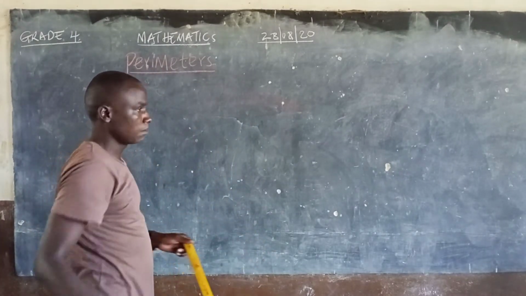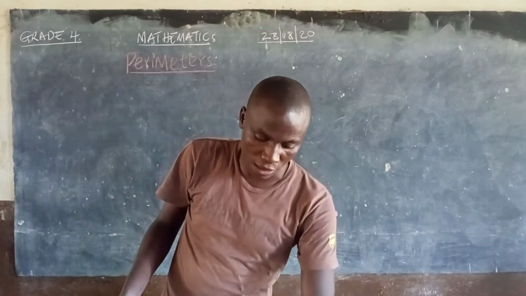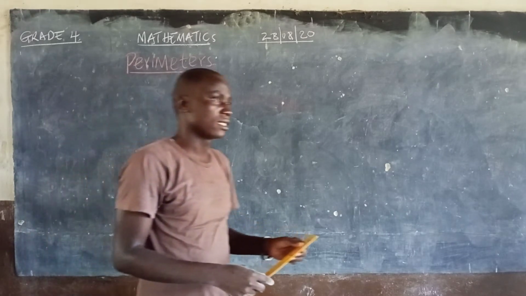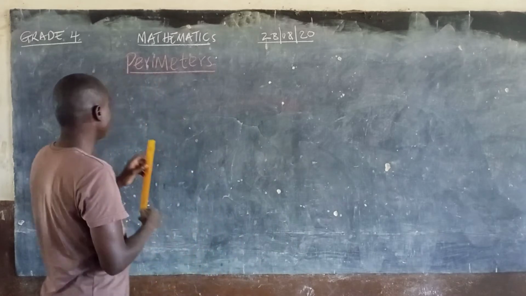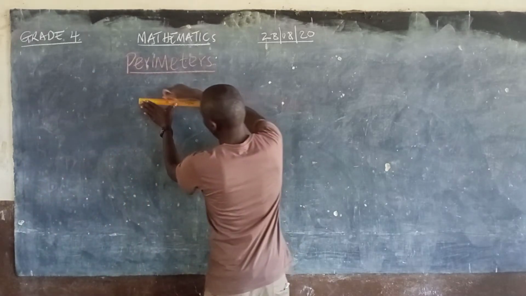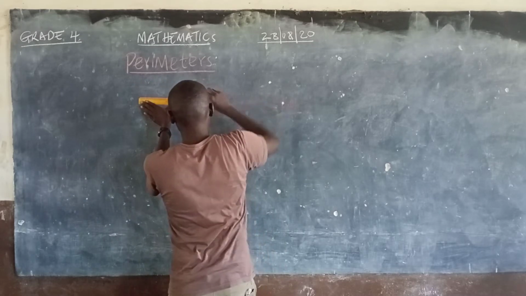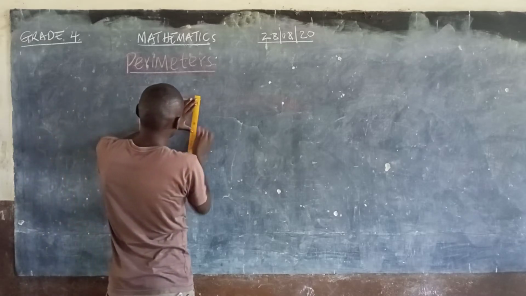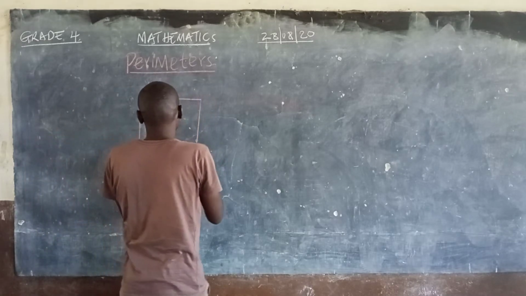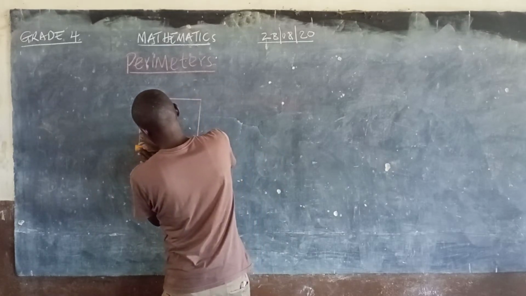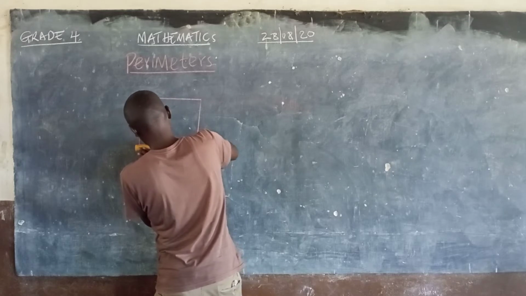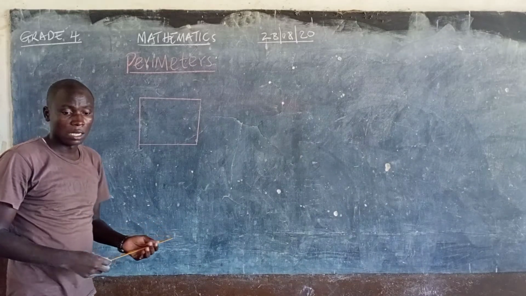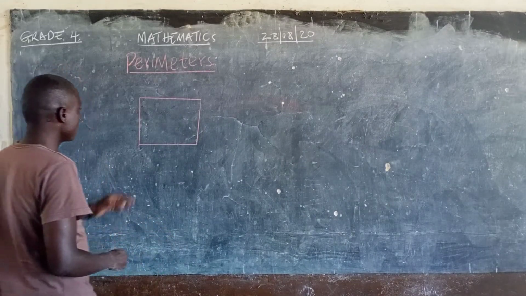Now, coming to today's part, we need to look into how to work out perimeter. What is the perimeter? Perimeter is just distance. It is the distance around a figure. For example, I may have a figure like this one. It is a rectangle, and I'm required to get the perimeter of this figure.